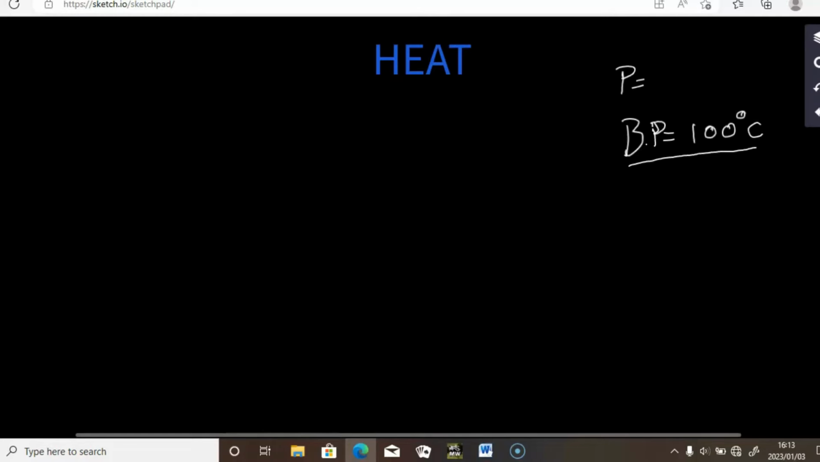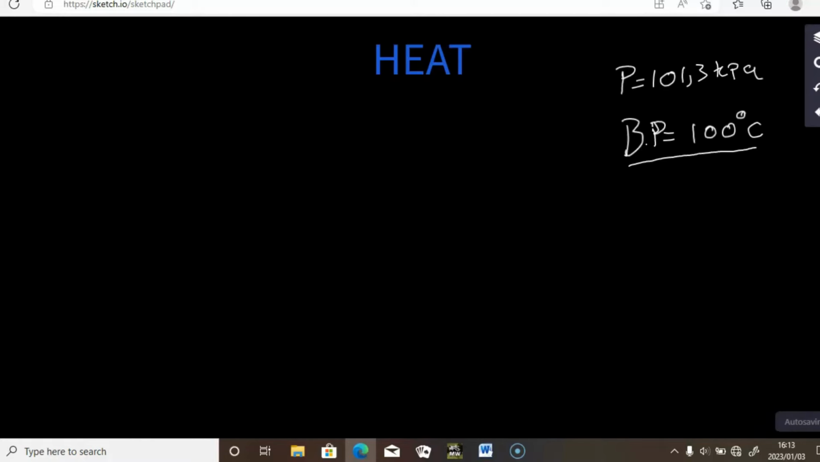Water boils at 100 degrees Celsius only when the pressure that it is subjected to is atmospheric pressure, which is 101.3 kilopascal. Only when the pressure that is acting on the surface of the water is 101.3 kilopascal, only then will water boil at 100 degrees Celsius.